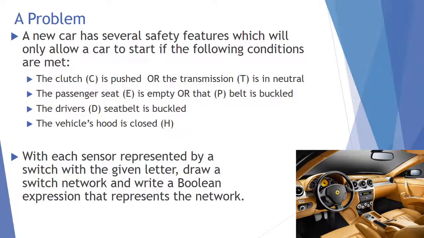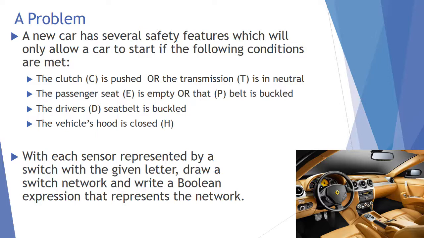Well, situations like this are used frequently for applied logic situations. So let's suppose a new car has several safety features that will prevent the car from starting when you don't want it to. So let's suppose that the clutch, which we'll call switch C, has to be pushed in, or the transmission has to be in neutral. The passenger seat has to be empty, or the belt has to be buckled. The driver's seat belt, D, has to be buckled, and the vehicle's hood has to be closed. All those criteria have to be met for safety before the car will start.